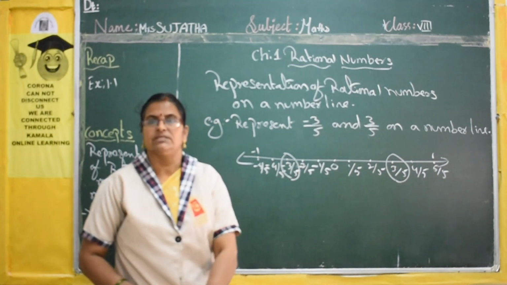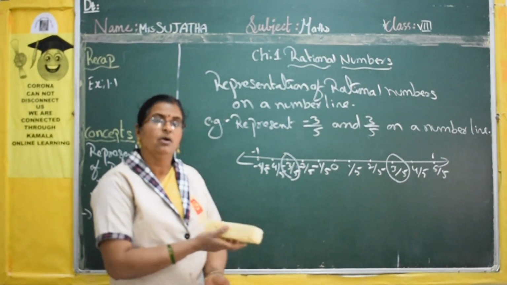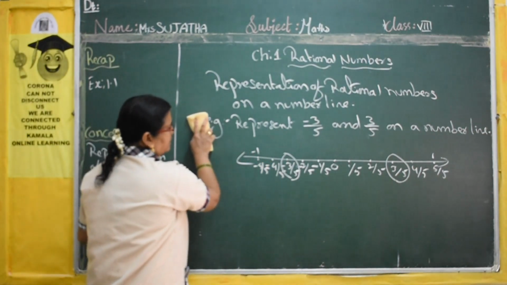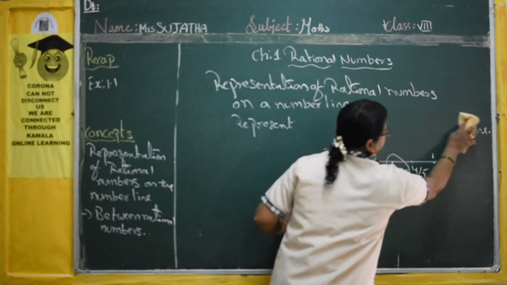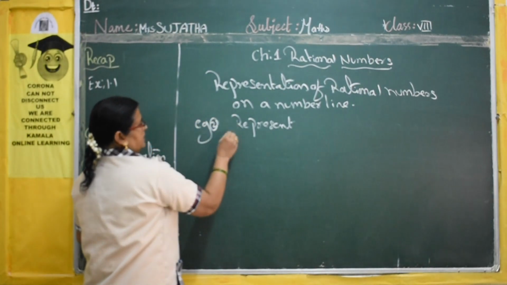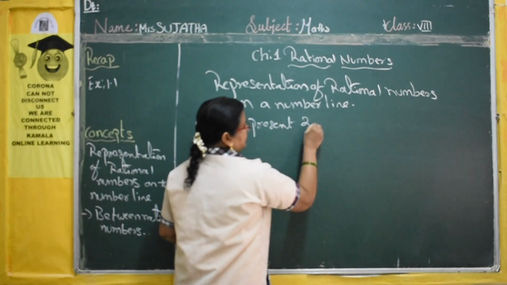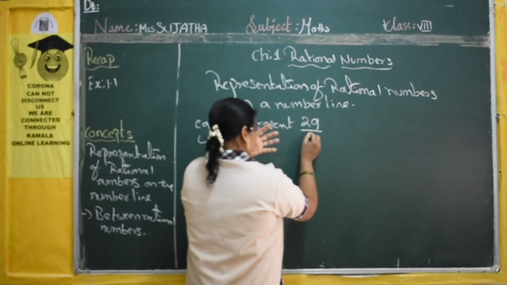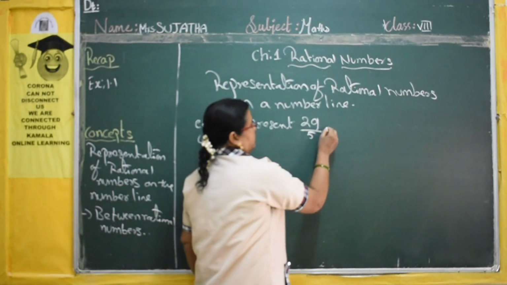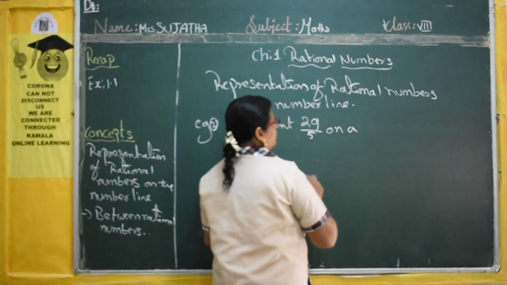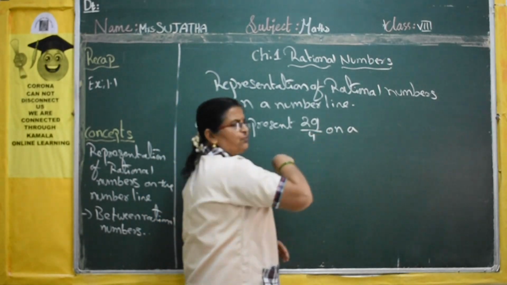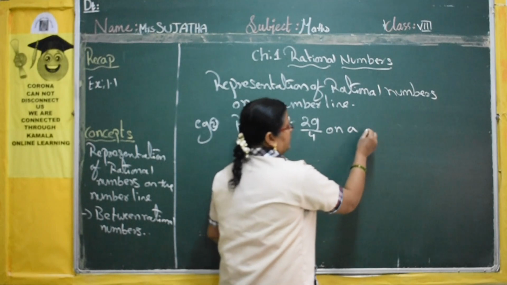Now one more example we will see with an improper fraction. If an improper fraction is there, how can you represent it? Understood, children? Now the second example, improper. Example 2: represent 29 by 5 on a number line. Okay, I will change the denominator. In the previous sum we took 5, no? Now I am taking 4. Represent 29 by 4 on a number line.